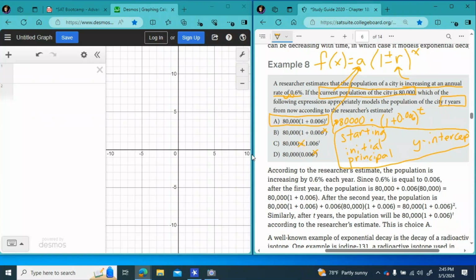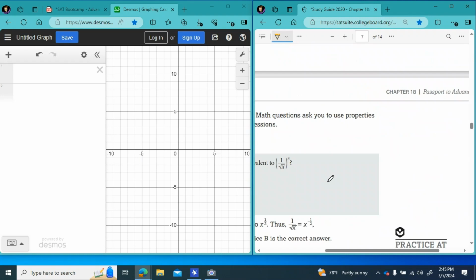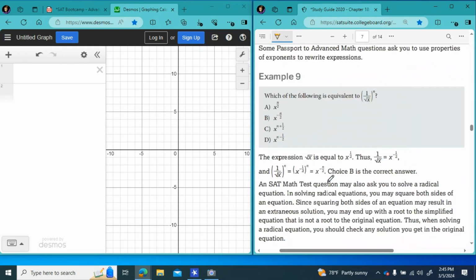And we have 2 more questions on this subtopic for advanced math, so we're going to keep on going real quick. Question number 9 says, which of the following is equivalent to 1 over the square root of x, all to the power of n? So if you're really great at your rules for radicals, then you can follow these steps right here from the answer key.